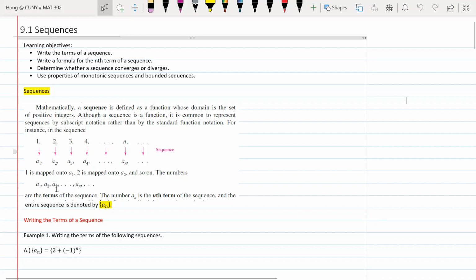These numbers are the terms of the sequence, and the number a sub n is the nth term of the sequence. The subscript tells us which term in the sequence we are referring to. A sub 1 means the first term of the sequence, and a sub 2 is the second term of the sequence.